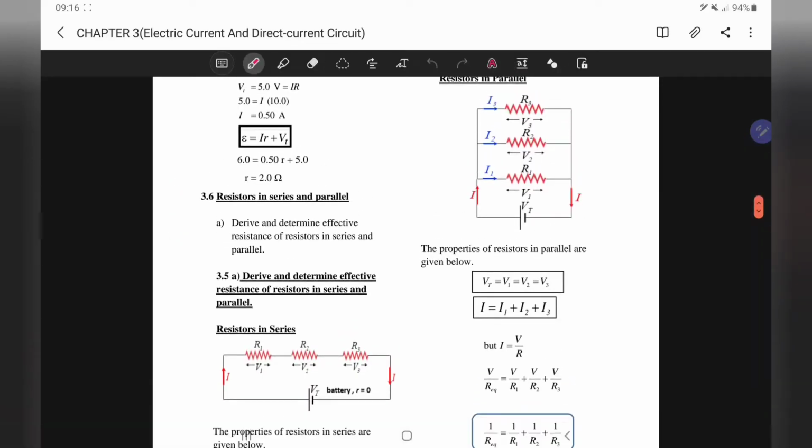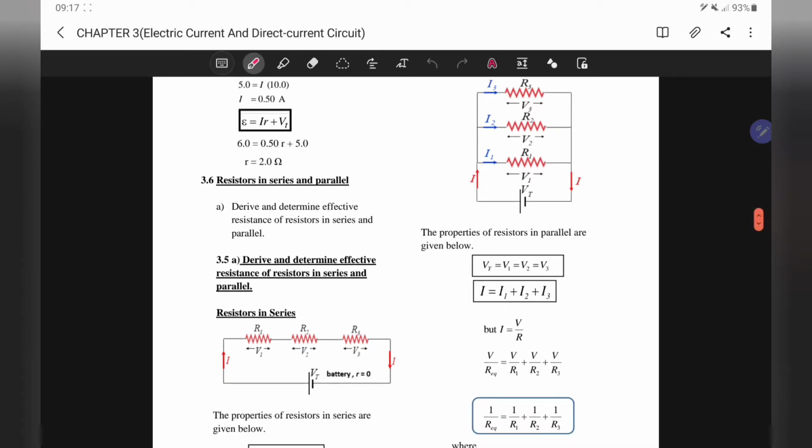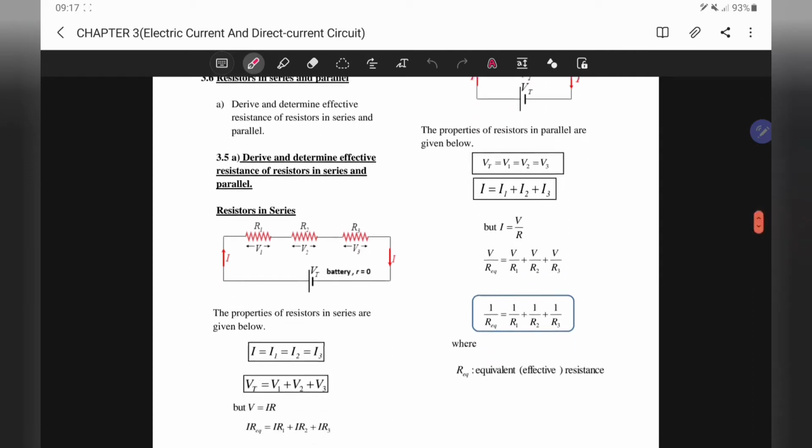Okay, guys, so let's continue the topic with resistors. As we know, there are two different types of arrangement of resistors, which are in series and in parallel. We have learned everything before about capacitors arranged in series and parallel. The concept here is still the same, but there is a little bit of difference between resistors and capacitors. So let's start with resistors arranged in series.